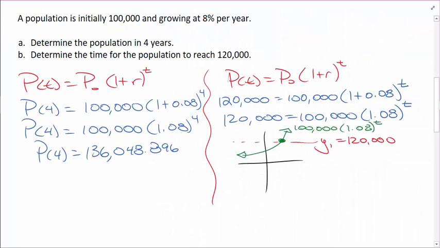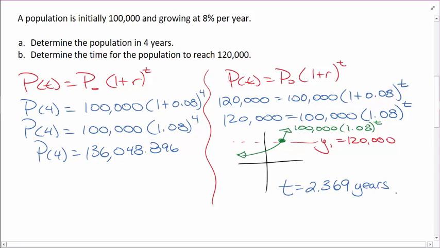Let's make sure we're always going to 3 decimal places, and we get a final solution here of 2.369. It's important to note units here. The units will be in years.